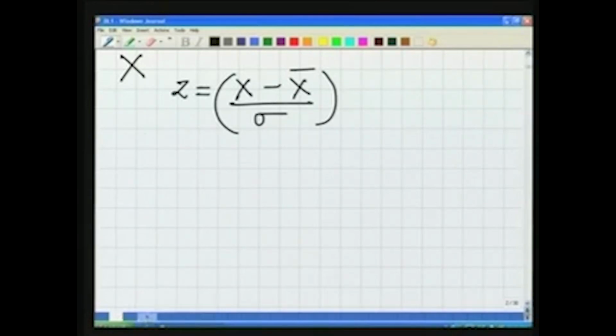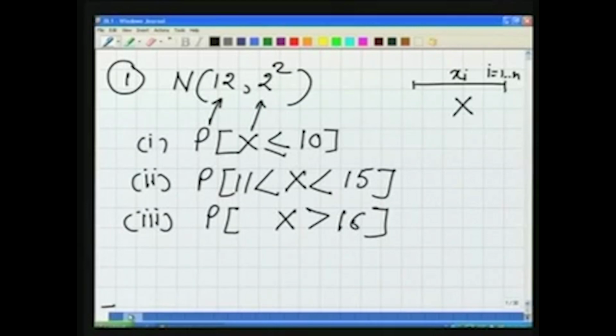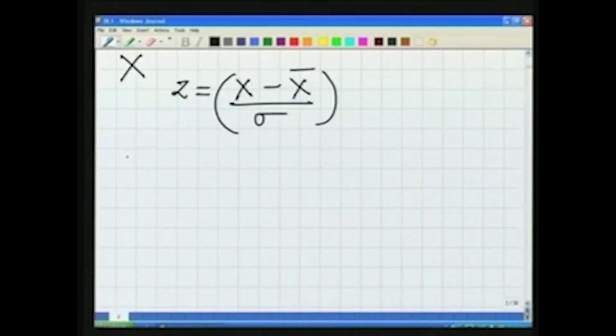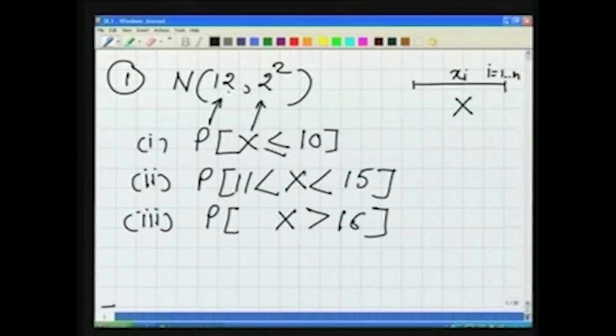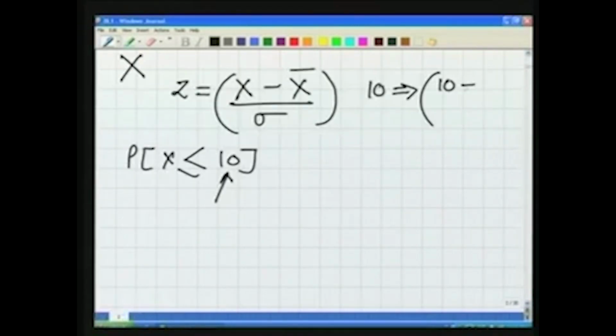Well, in the first case, case number 1, the probability of x being less than or equal to 10, we can write it as, if we transform our variable, what is this value? 10 will be equivalent to z = (10 minus x bar), as you can see here the mean is 12, divided by sigma, which is 2.